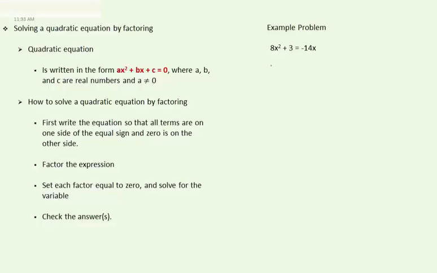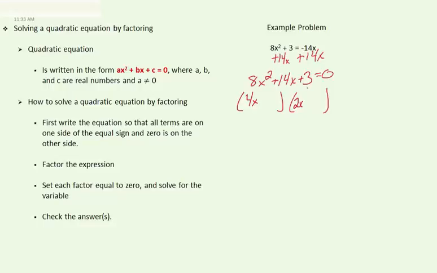We have an example problem on the right where we have 8x squared plus 3 equals negative 14x. First we're going to want to write the equation so we have all terms on one side that equals 0, so we can add 14x to both sides. Our first two terms within both our parentheses, when multiplied together, are going to have to equal 8x squared. So let's try 4 times 2. We'll see that 4x times 2x will give us 8x squared.